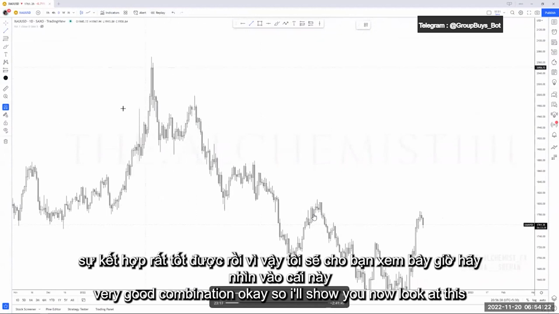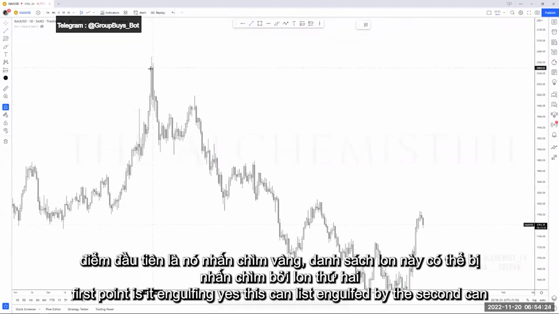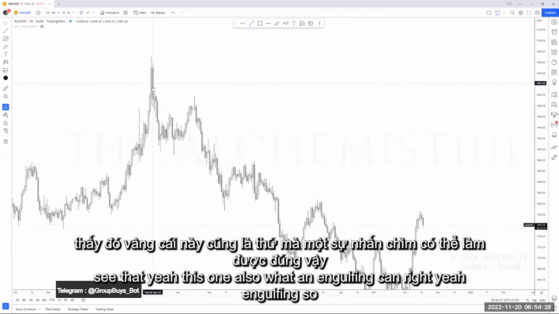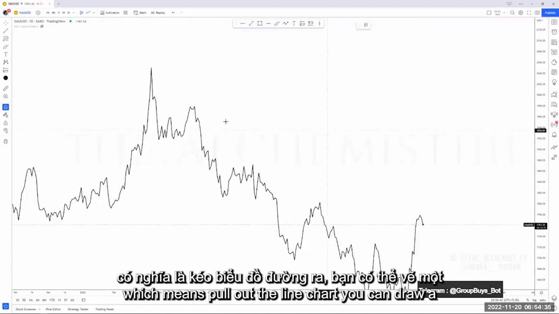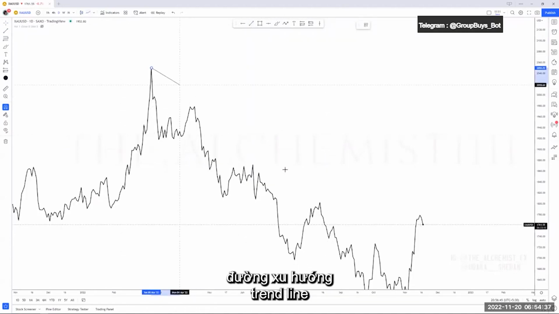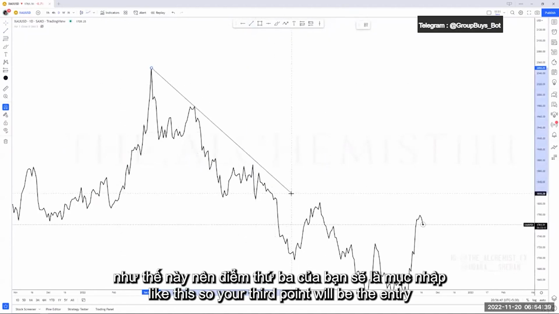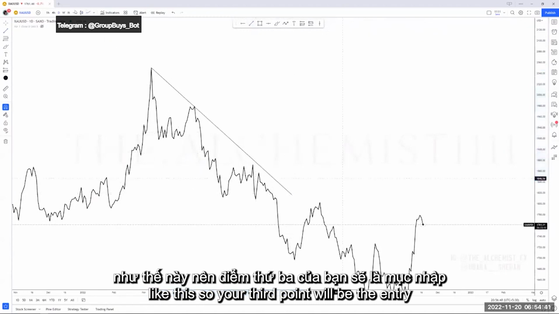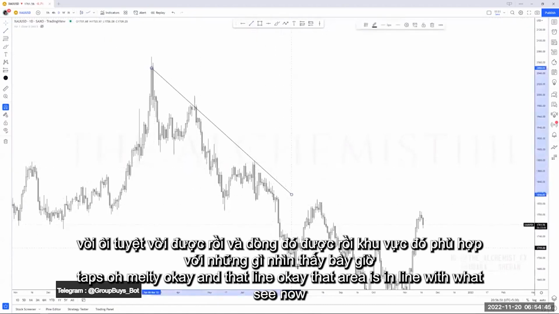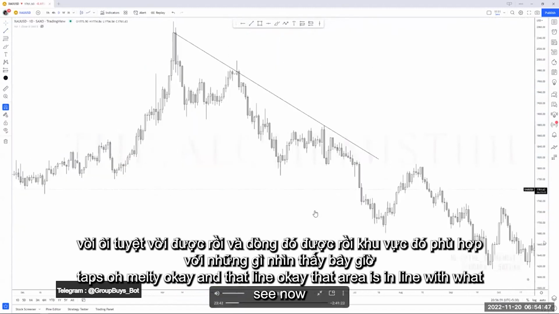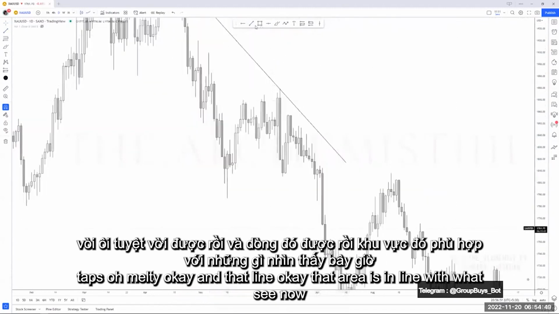Okay, so I'll show you. Now look at this. First point, is it engulfing? Yes, this candle is engulfed by the second candle. See that? This one also, an engulfing candle, right? Yes. So which means, pull out the line chart, you can draw a trend line like this. So your third point will be the entry. Taps, melting. And that area is in line with what?